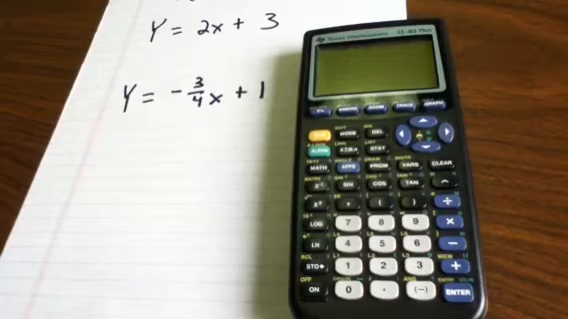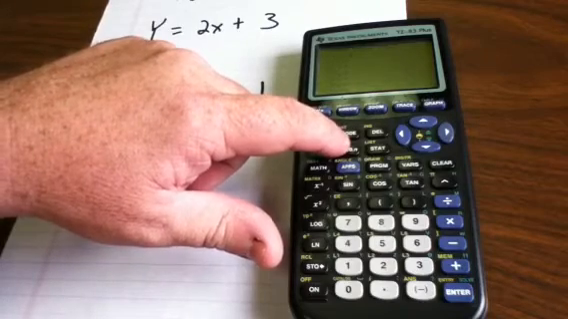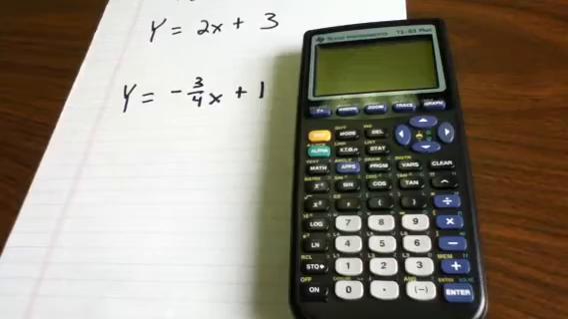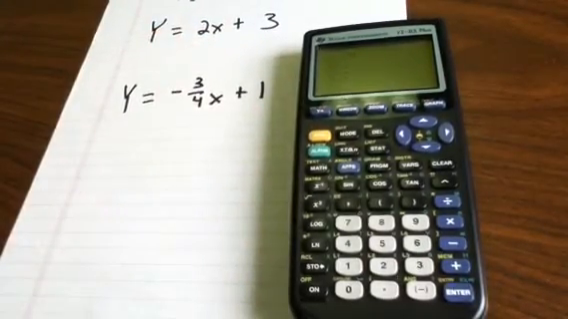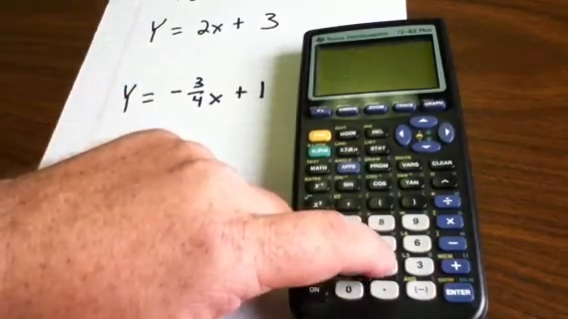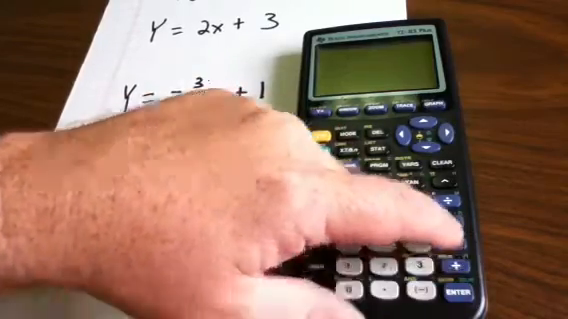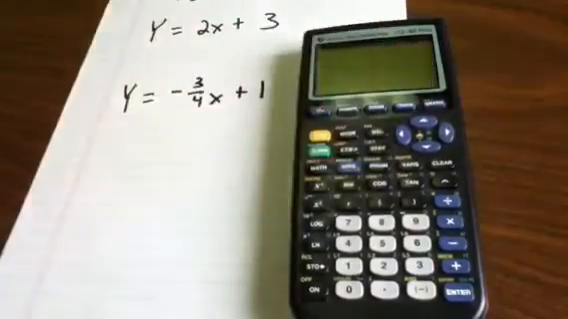To put the equation in, we must have a way to put the variable in. Your variable key is this X, T, theta, n key. Whenever I use the variable x or any variable, that's the key I'm going to use to put that into the calculator. So to put in 2x plus 3, I simply hit 2, the variable button, plus 3, and to graph it, I simply hit the graph button.